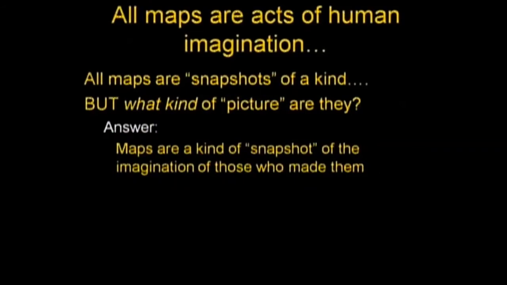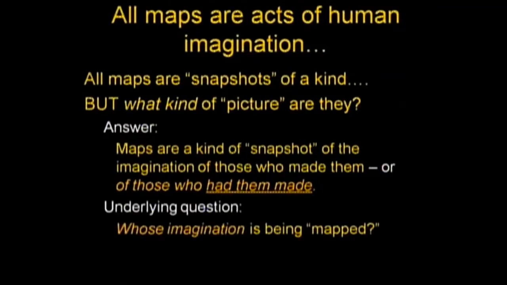So it's not just the imagination of the cartographer, the person who makes the map, but also of those who had them made, those who commissioned the map, those who paid for its development. The underlying question is whose imagination is being mapped? Is it the map maker? Or is it the person who's paying the map maker, informing the map maker, providing information to the map maker, and expecting a result from the map maker?